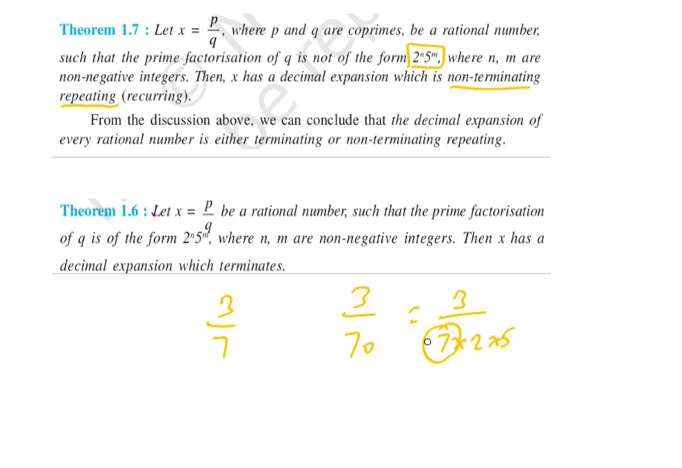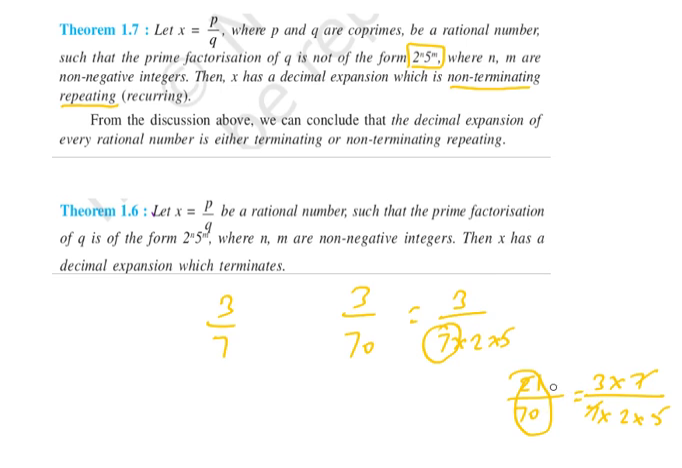It will not terminate. Instead of this, if it is 21 by 70, what will happen? 21 we can write as 3 into 7. The 70 we can write as 7 into 2 into 5. So, the 7 and 7 will get cancelled. The remaining will be 3 by 2 into 5. So, we have only 2 and 5 in the denominator. So, definitely the decimal expansion of this rational number will terminate at some point.